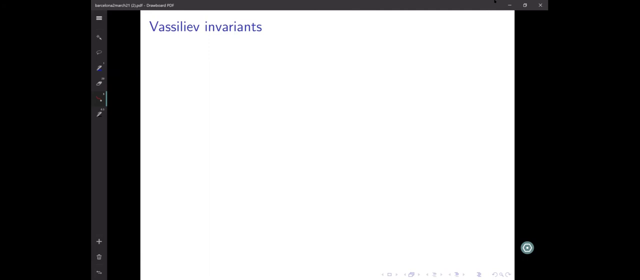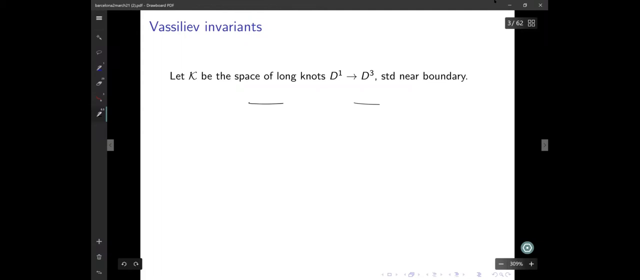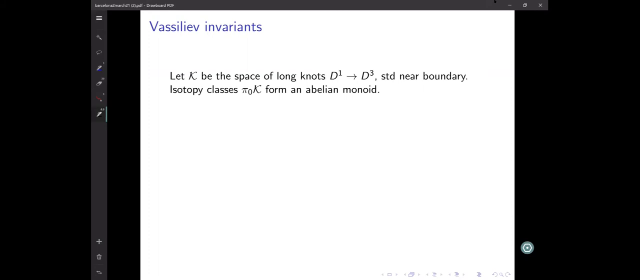So I'll denote K the space of long knots, from D1 to D3, which are standard near the boundary. Near the boundary, they just look like the standard inclusion. And then in the middle, they can do whatever they like, as long as they're embeddings, so they're injective. And the isotopy classes of such long knots, knots can be concatenated. So the isotopy classes form a monoid. And it's actually an abelian monoid because you can slide one knot through the other one. And this is well defined up to isotopy and defines an abelian monoid structure on the isotopy classes.